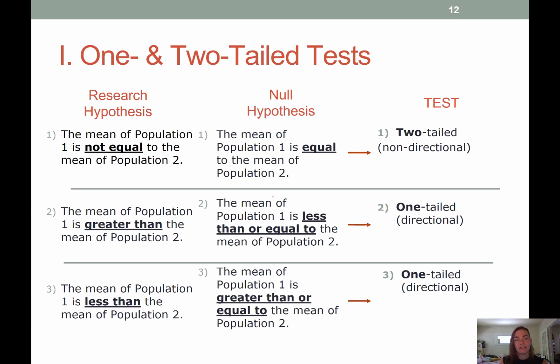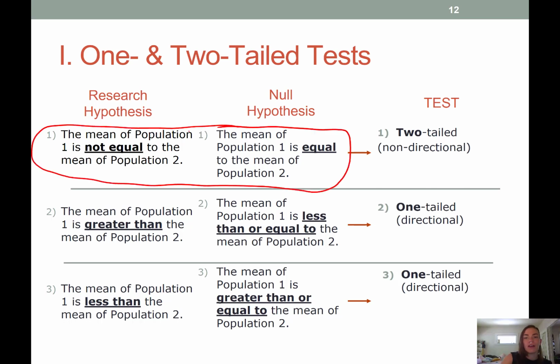In this case, because I'm testing whether the means are the same or different, right? There's no specific language about higher, lower, more, less. You see no directional language in these here. So in that case, I'm doing a two-tailed or non-directional test. Okay. So in this case, I'm just going to add a note, no directional language.